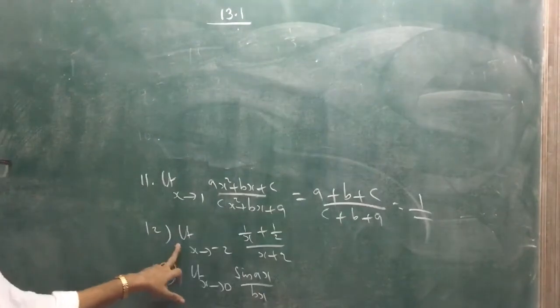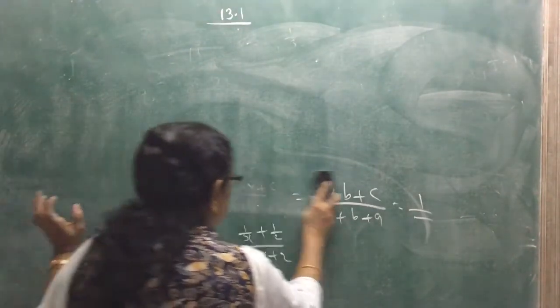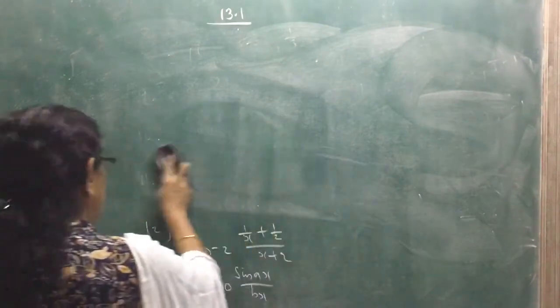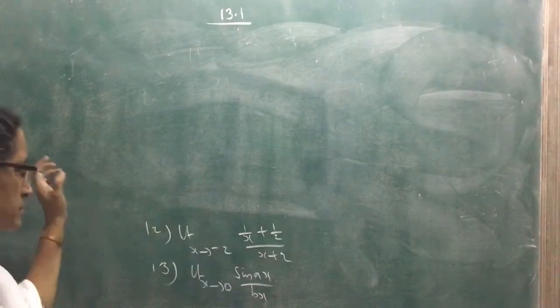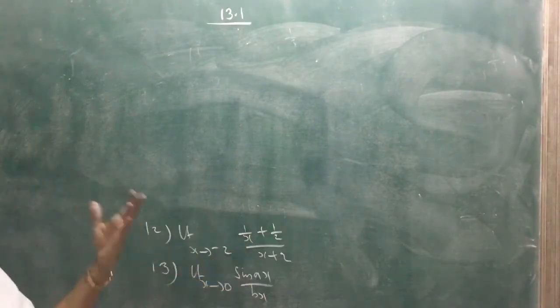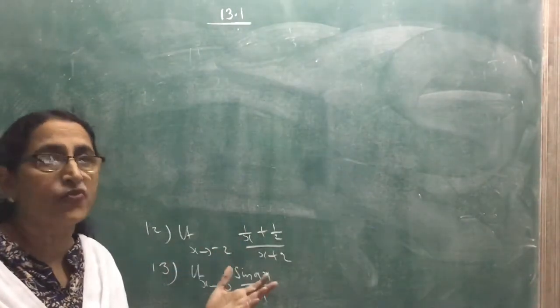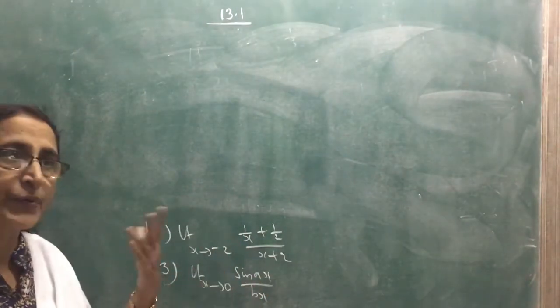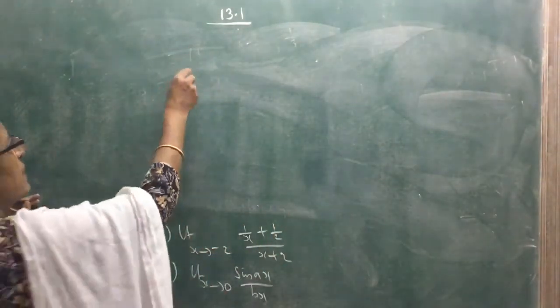Now next, limit x tends to minus 2, the 12th one. See here, when we substitute x equal to minus 2, we will get 0 by 0 form. So we cannot substitute; we have to use some other method. So we can simplify this. When we simplify, what do we get?